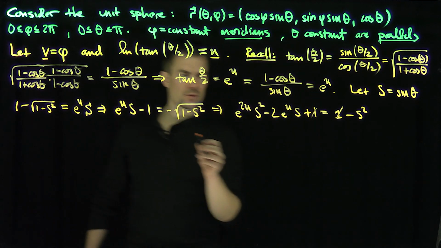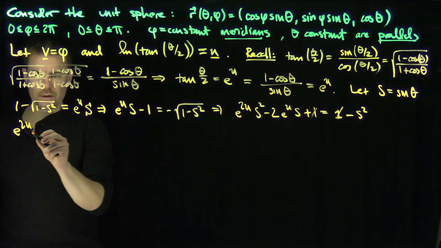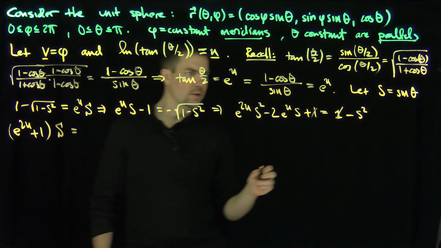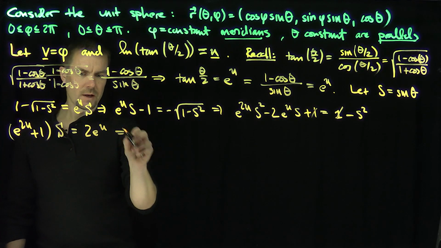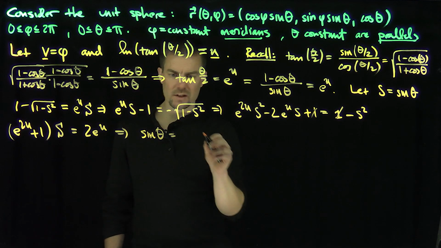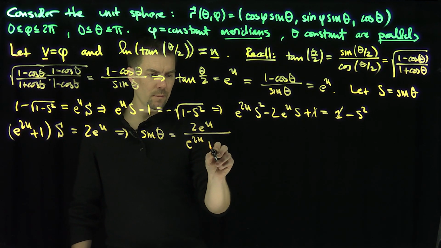So one of the s's will cancel, so I'm going to have an e to the 2u plus 1 times s, the sine of theta, equal to just 2 e to the u. And so that says that the sine of theta, s of course, is going to be 2 e to the u over e to the 2u plus 1.